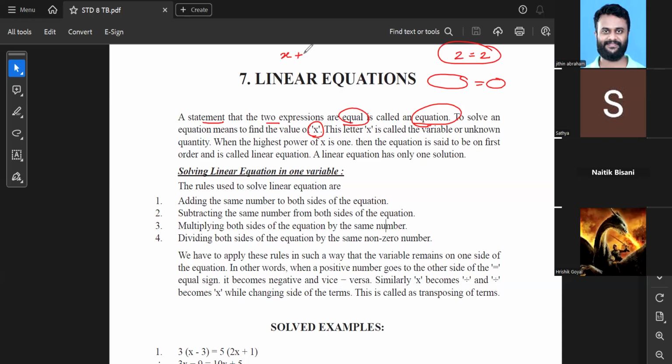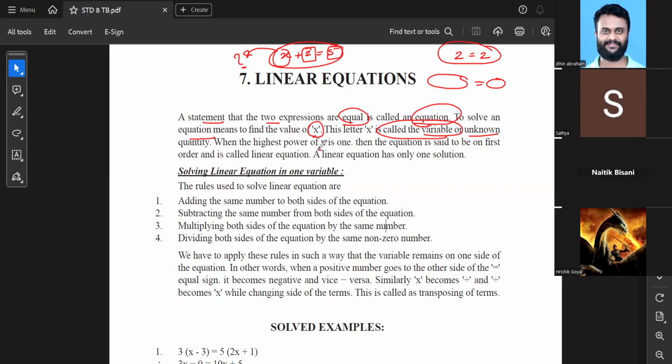But when you see something like x plus 2 is equal to 5, you understand that you are going to find the value of x. So to solve an equation means you have to find the value of x. This letter x is called a variable. Why do we call it a variable? Because the value of 2 is fixed, the value of 5 is fixed, but the value of x is never fixed. We can use x anywhere and it can have any value. So we have to find that value. Hence we call it a variable, or we can also call it an unknown, because it is not known to us right now. We have to find it.